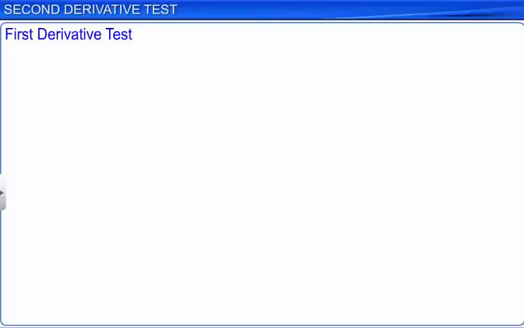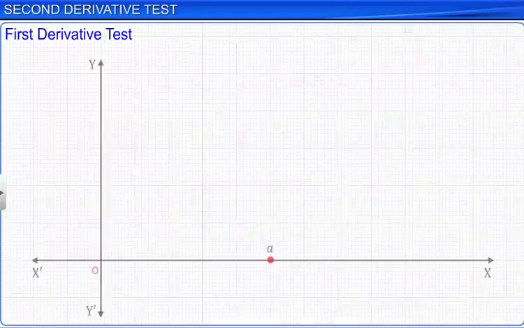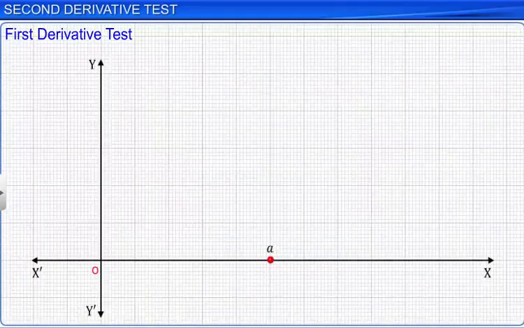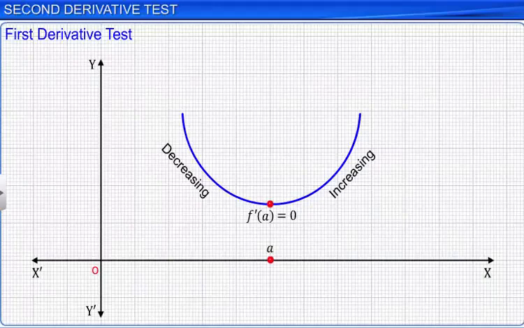Recall the first derivative test. It states that if the derivative of f changes its sign from negative to positive as x increases through a point A, then A is the point of local minima. And the local minimum value of the function is the value of function f at A.